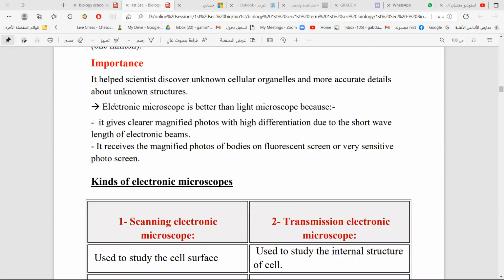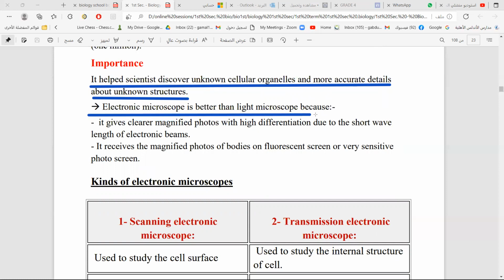The importance of the electronic microscope: it helps the scientist to discover unknown cellular organelles and gives more accurate details about unknown structures. So now we can use the electronic microscope to see more details, more structures in the cell, and the fine structure of the cell. The electronic microscope is better than the light microscope because it gives clearer magnified photos with high differentiation.